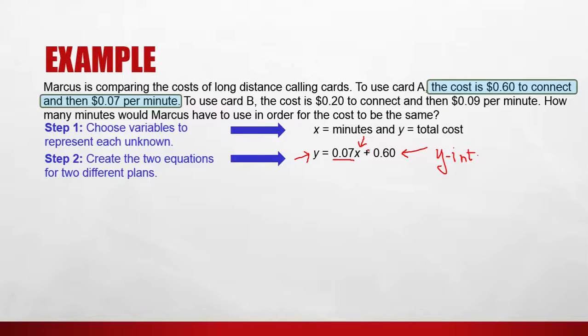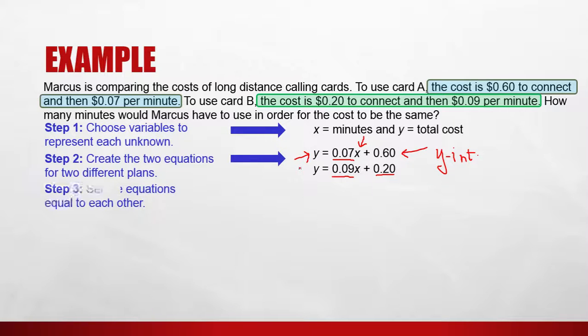We're going to do the same thing for card B, except this time your y-intercept is going to be 0.20 because you're starting off at 20 cents. And then after that, it is 9 cents per minute. So anything with a per is a rate of change.